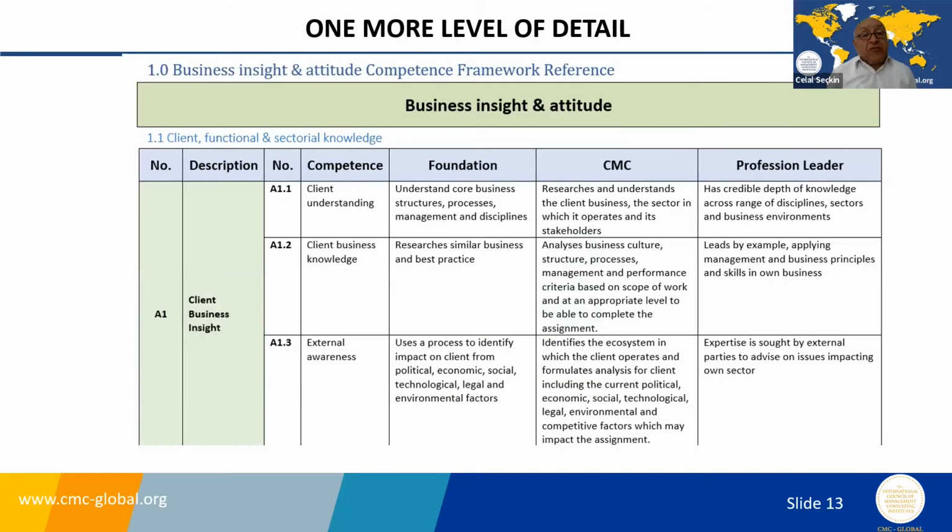So just as an example from the competence framework itself, to see its structure in more detail, if we focus on the A1 competence, the main competence A1, client business insight, it has the titles I have mentioned already, the competences A1.1, 1.2, 1.3, client understanding and the others, but they are explained in the next 3 columns in 3 levels. One is the foundation, the middle one is CMC level, which is the main subject of the assessment, and the third one is profession leader.